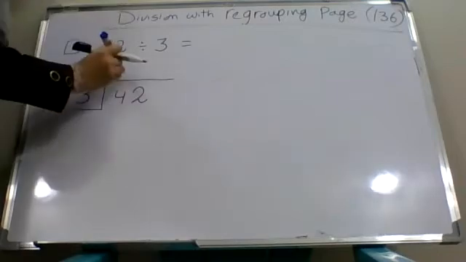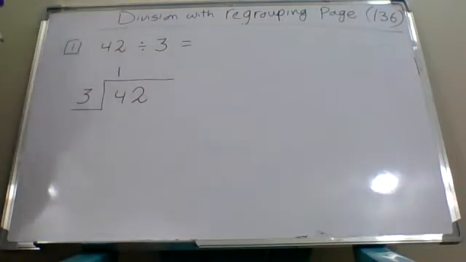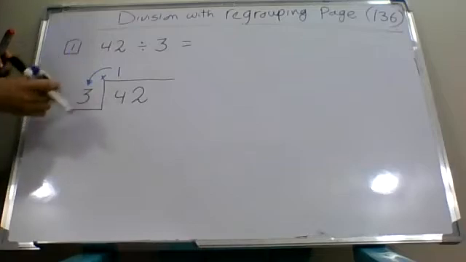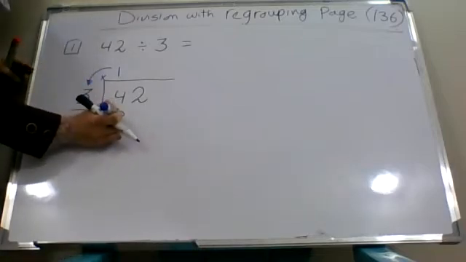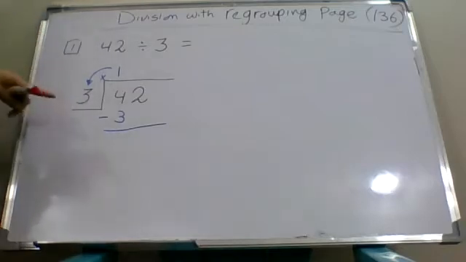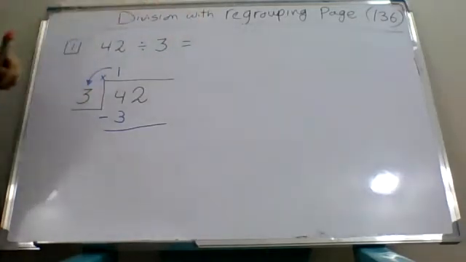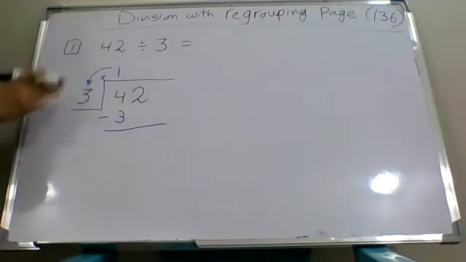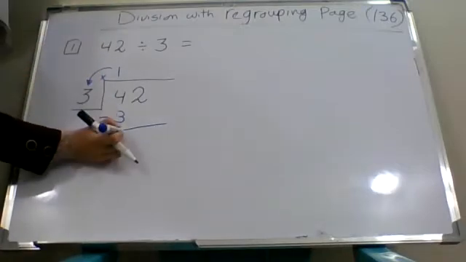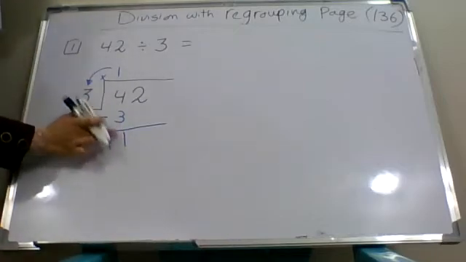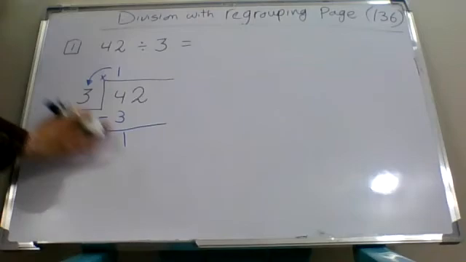So I write the 1 over here as an answer, and then I multiply it down. 1 times 3 equals 3. This goes under the same number. Now, look here carefully. This is the point of regrouping, okay? In the previous class, when you subtracted, you had 0 over here. But now, when I subtract, I will have some left over. I have 1 here, because 4 take away 3 equals 1. So keep the 1 here.